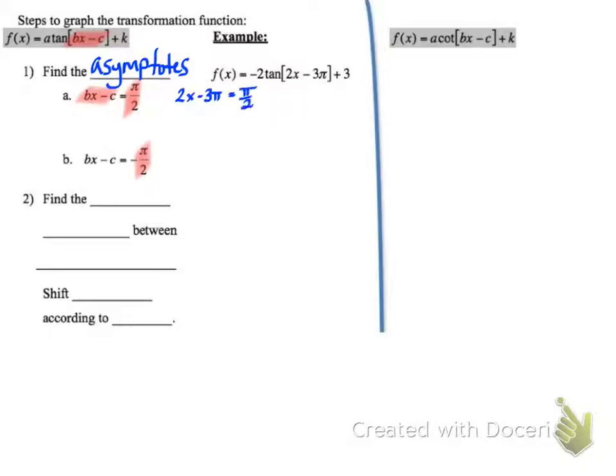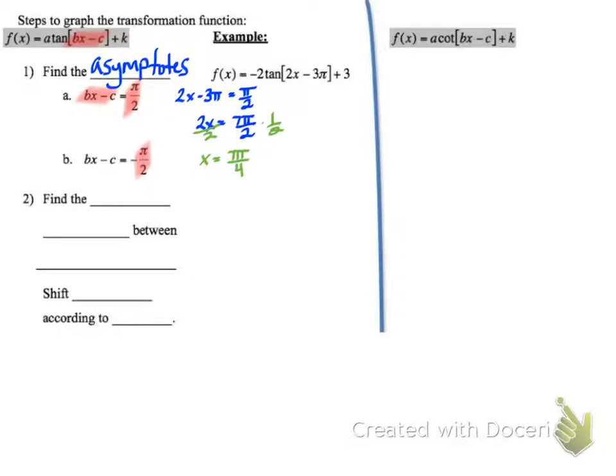So we're going to solve the equation 2x minus 3 pi equals pi over 2 to find one of the asymptotes. So we start by adding 3 pi to both sides. Since 3 pi is the same as 6 pi over 2, I'm really going to have 7 pi over 2. So I simply added 3 pi plus pi over 2. Now I'm going to divide both sides by 2. Dividing by 2 is the same as multiplying by 1/2, and since I'm working with fractions, that's a better option, and I'm going to get 7 pi over 4. So 7 pi over 4 is one of my asymptotes.